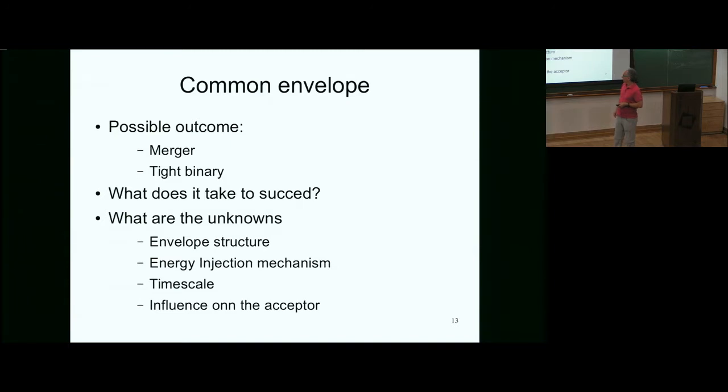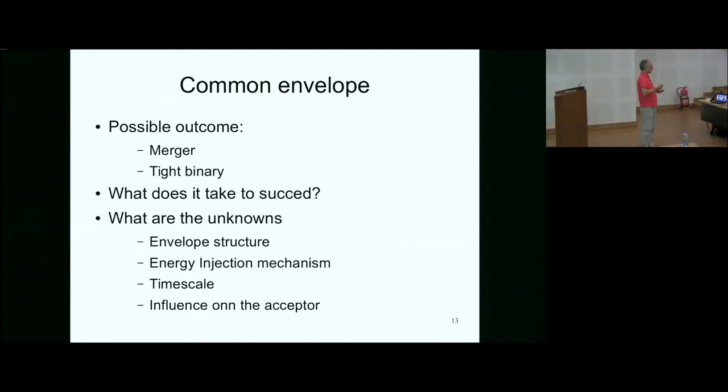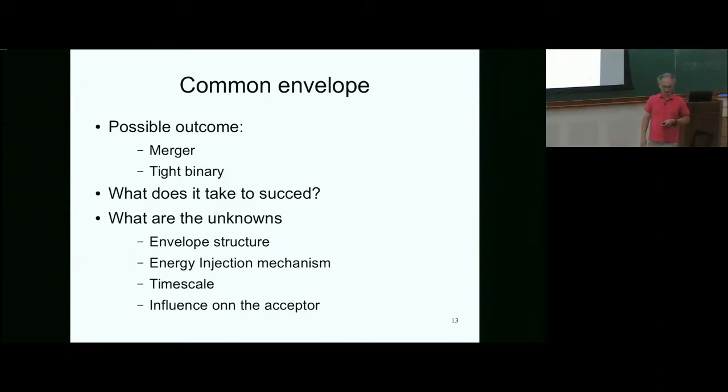And what are the unknowns? I try to think about the most important unknowns. One is the envelope structure. We know the envelope structure will differ from one star to another and will depend on the evolutionary stage of the star, on its mass, on its history, on the metallicity, on the properties of that star. So that will be fed into the calculation of the lambda coefficient, and there are calculations that show that lambda is not a universal constant, but rather a function of the structure of the star.